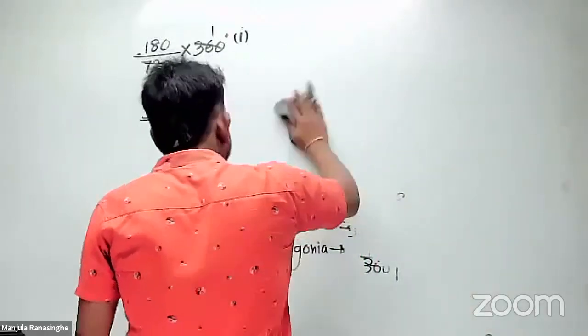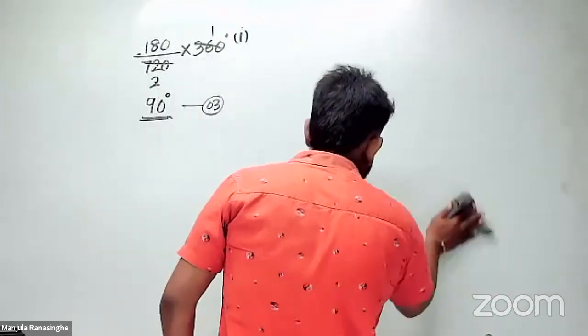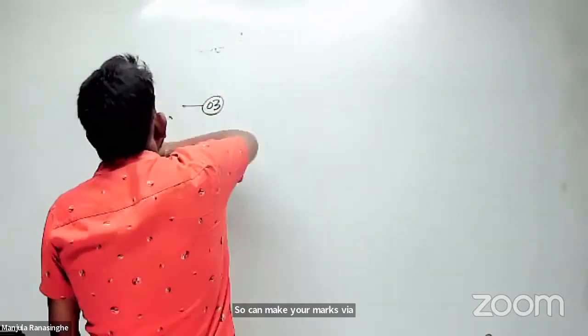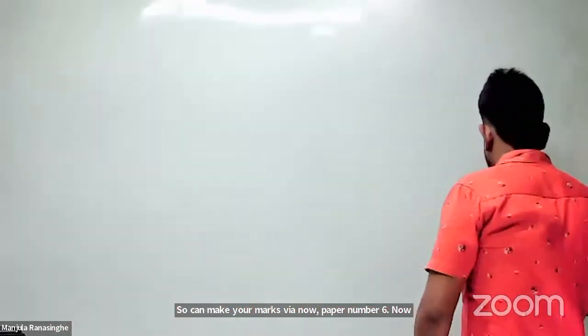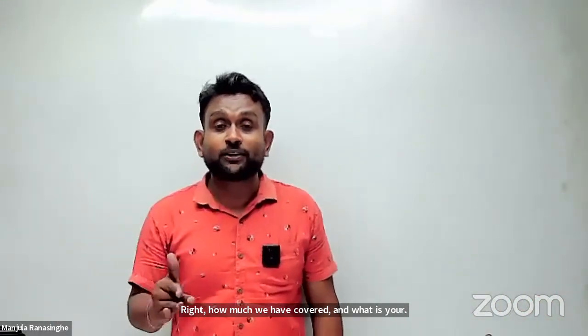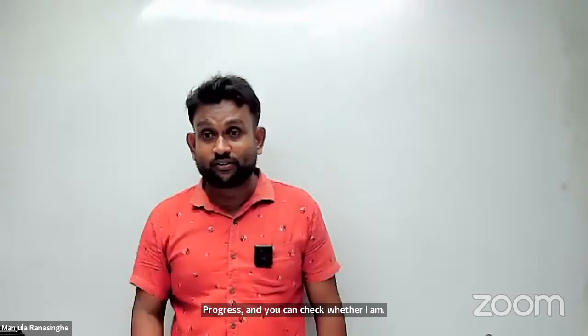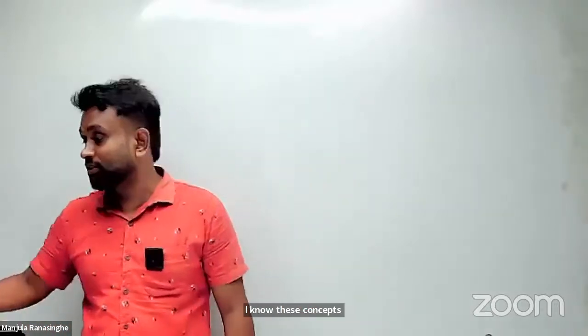So you can make your marks. We are now at paper number 6. Now check from the beginning 1, 2, 3, 4, 5, 6. How much we have covered and what is your progress, and you can check whether you know these concepts now or not. You do a self evaluation.